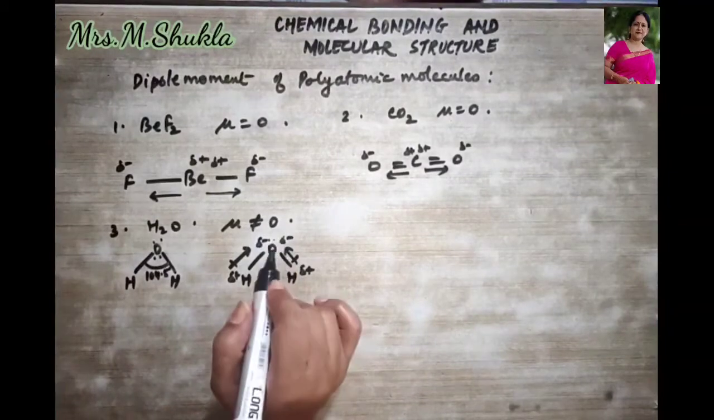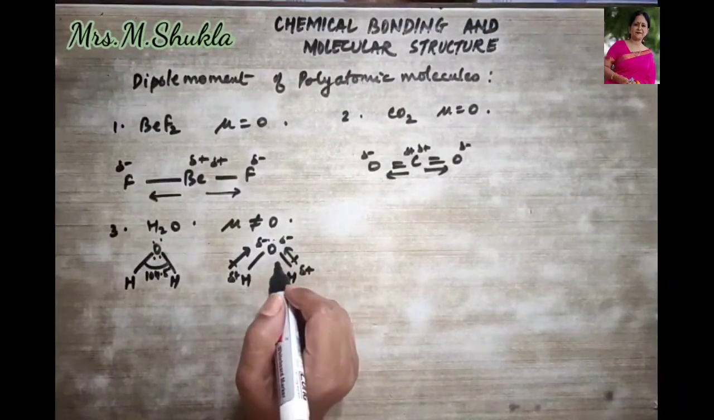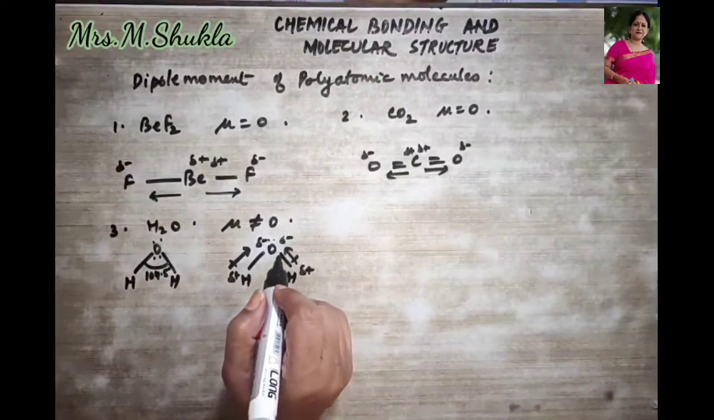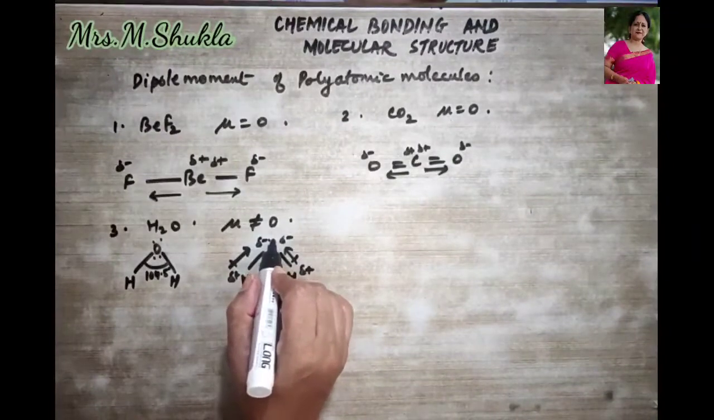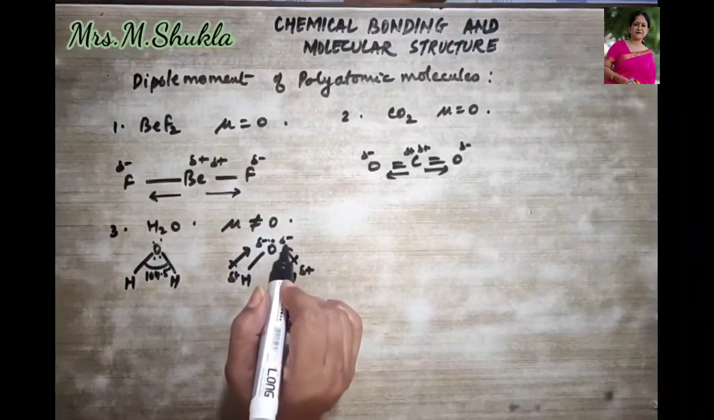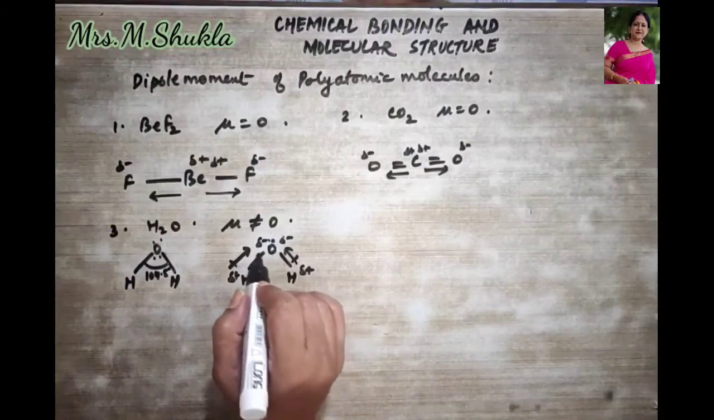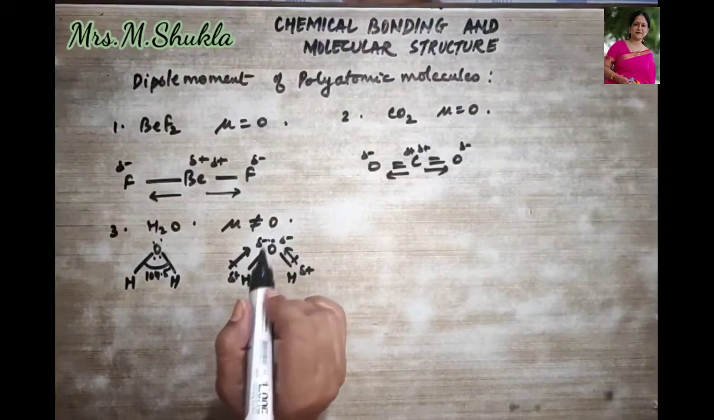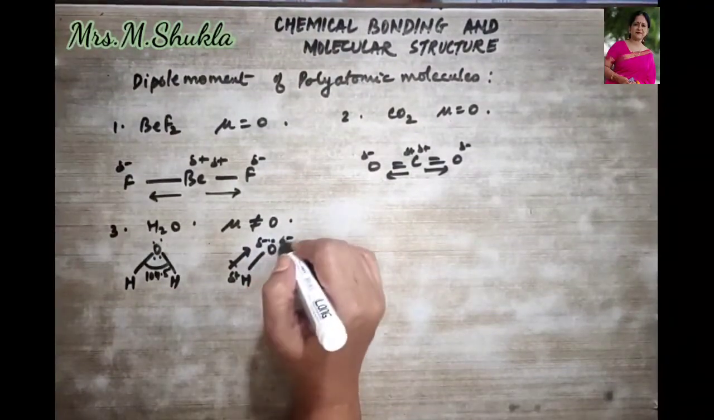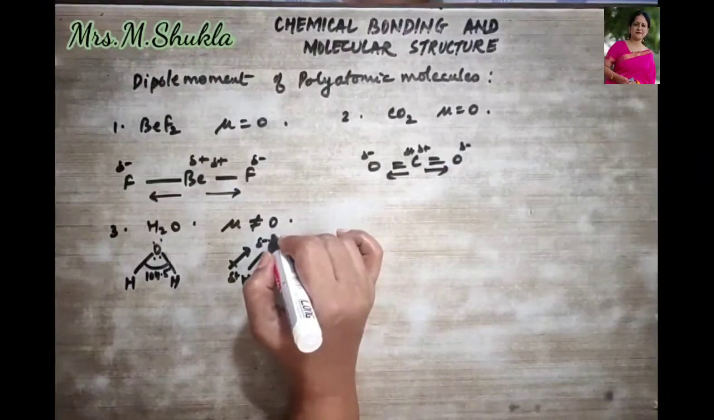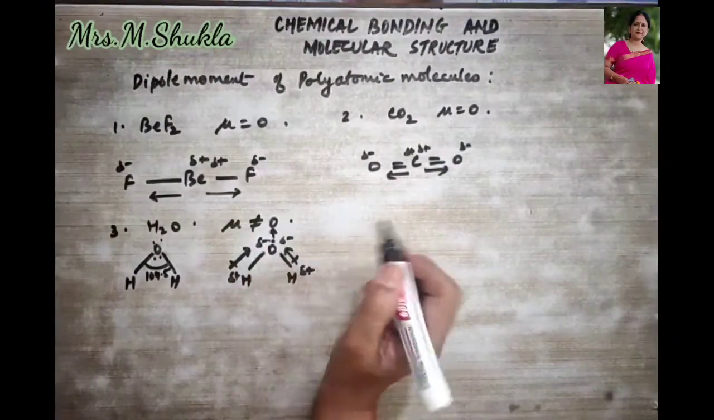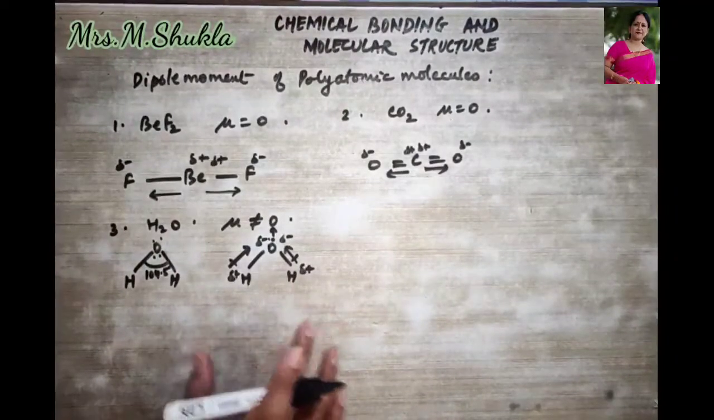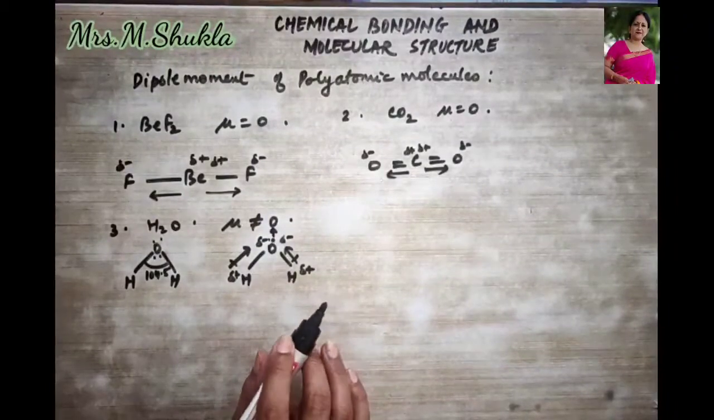Clear? So in water, the oxygen atom is more electronegative than hydrogen. Therefore, what have I shown you? The oxygen atom attracts the bond pair of electrons towards itself. In this way, a negative charge develops on the oxygen atom and a positive charge develops where? At the hydrogen atom. Thus, the hydrogen-oxygen-hydrogen forms a bent structure, and this forms the dipole moment this side, and therefore we see what? The resultant dipole moment is not equal to 0. Followed?